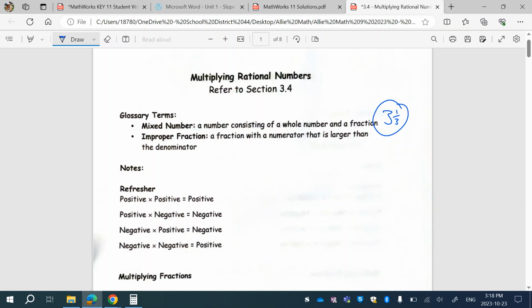And an improper fraction is a fraction with a numerator, so that's the top, remember, north, that is larger than the denominator. Remember, denominator D for down. So if we have 17 over 10, the numerator, the top number, is bigger than our denominator, the bottom number. So this is called an improper fraction.